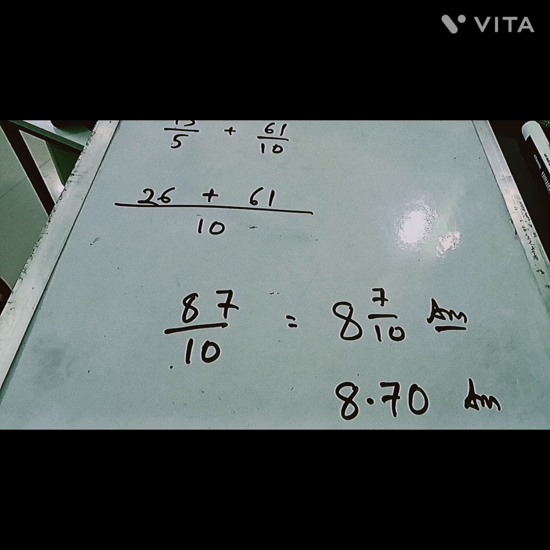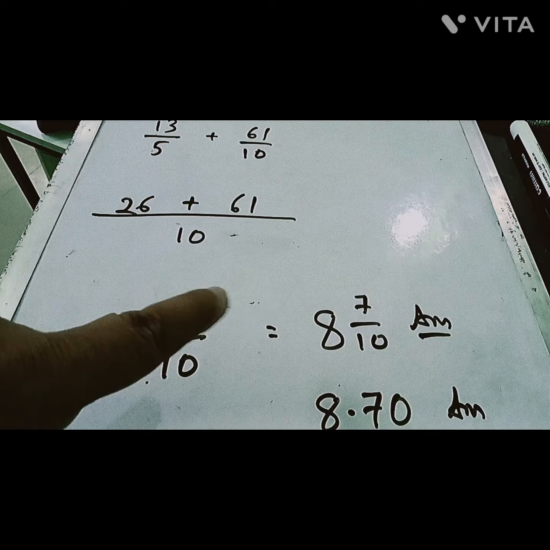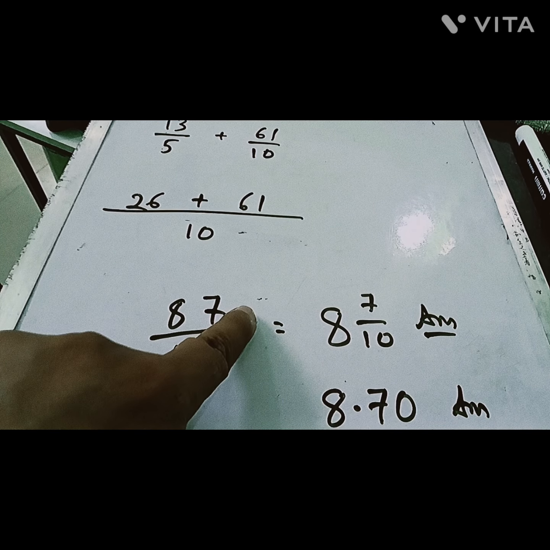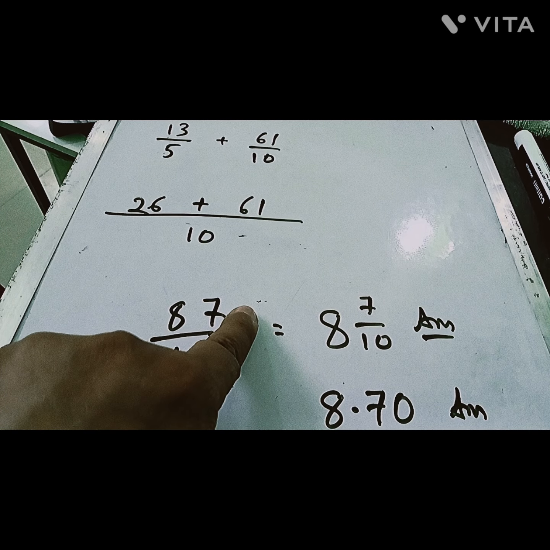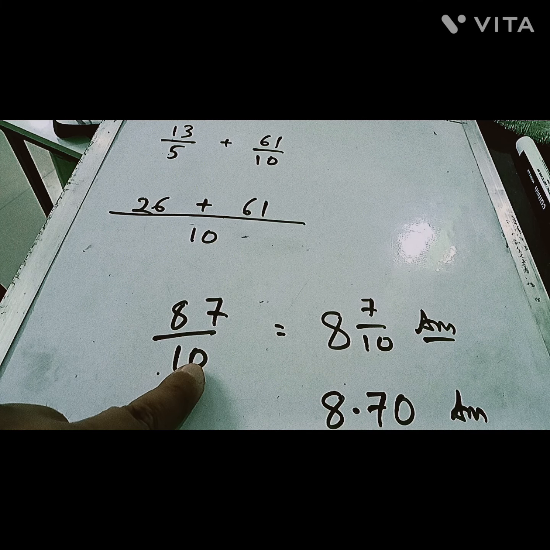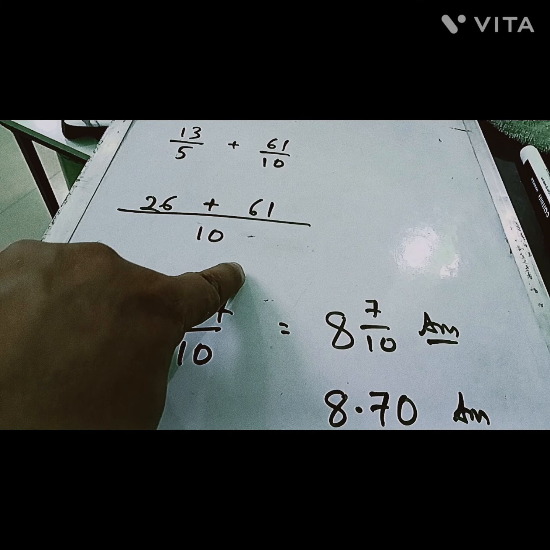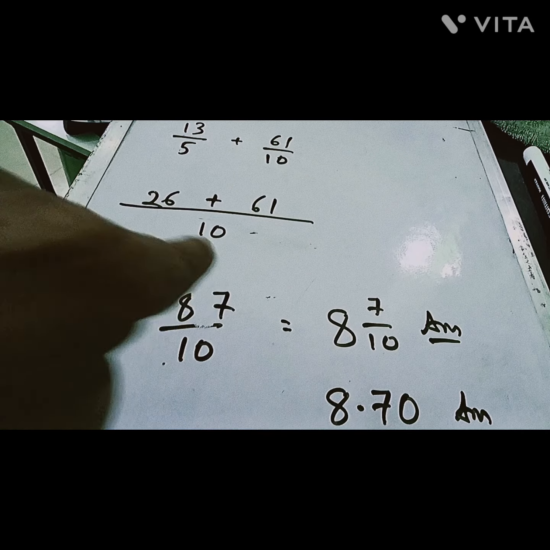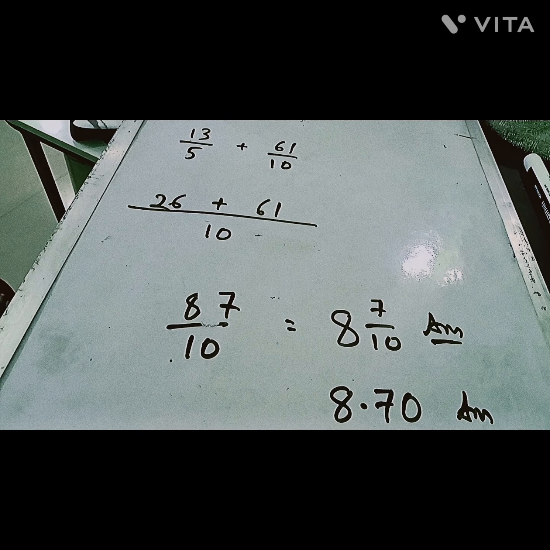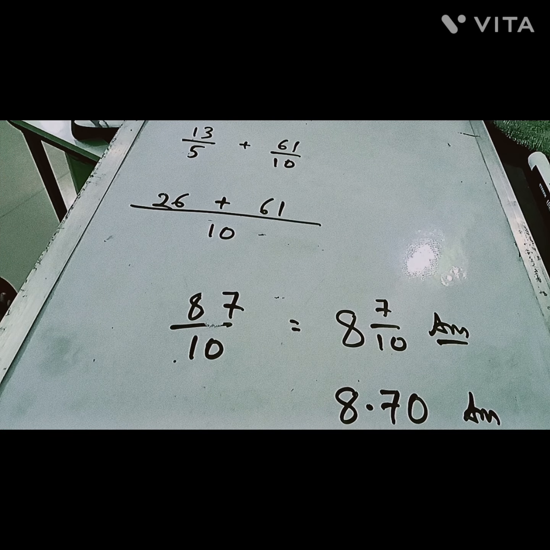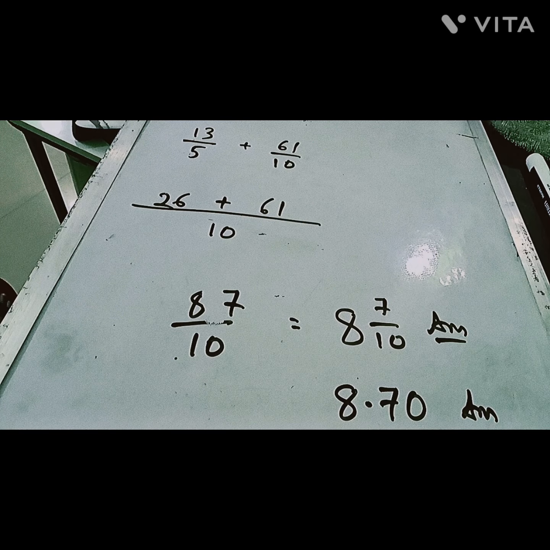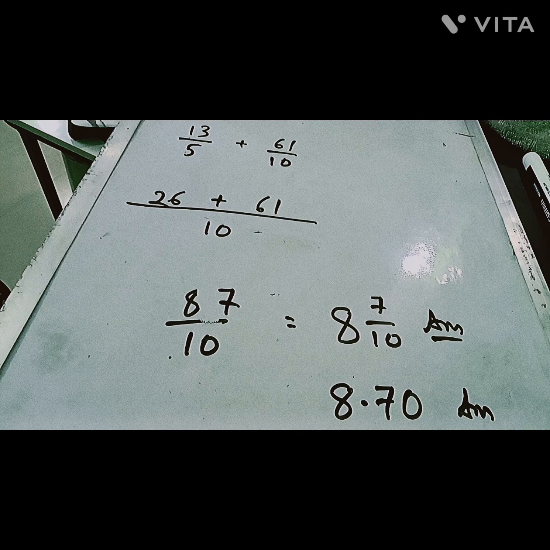How have we put the point? Always remember, the decimal point is at the extreme right of a number. So the denominator is 10, so we have just shifted this decimal point one place towards the left. So 8.7, and if you put a 0 at the back, there is no problem. So 8.70. So either 8 and 7 by 10 or 8.70.